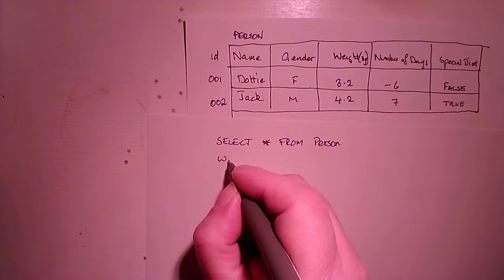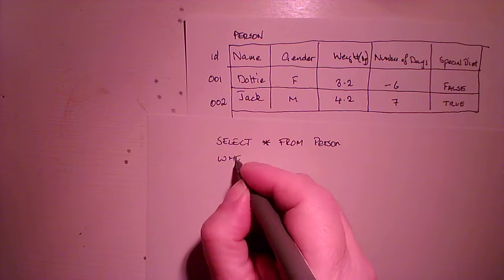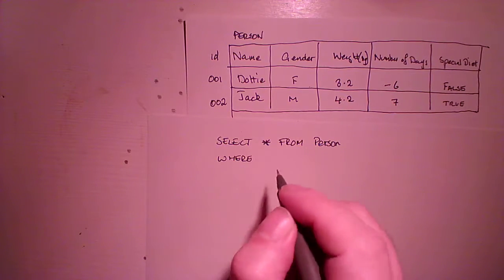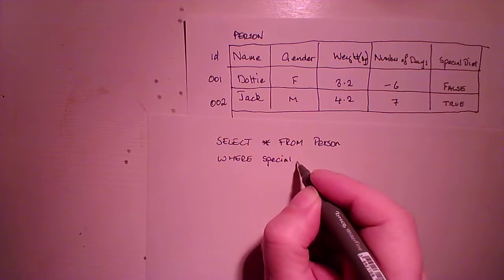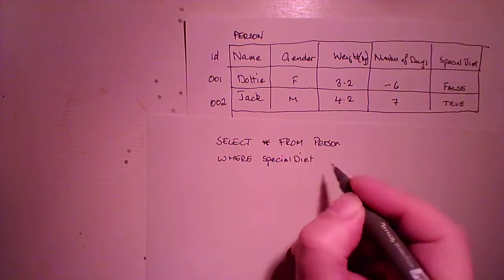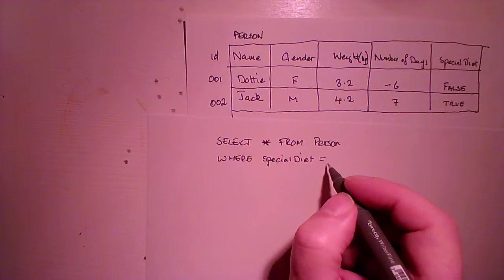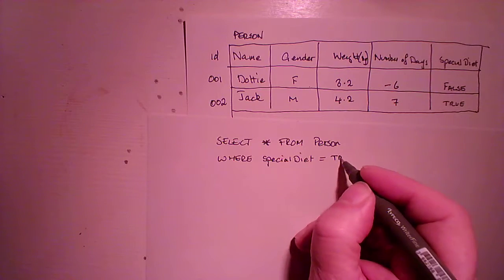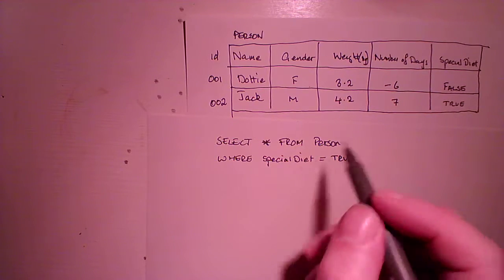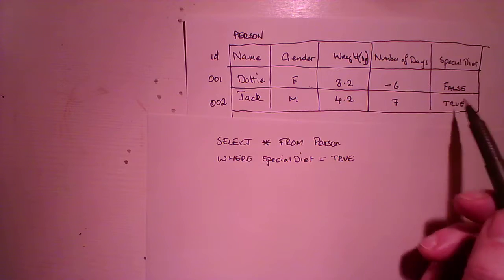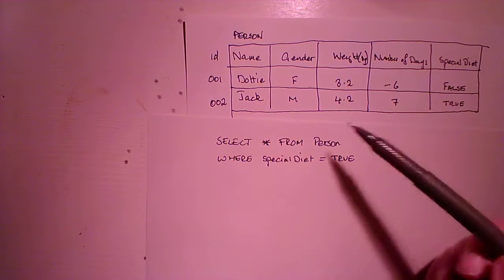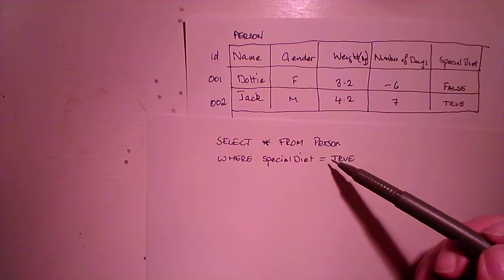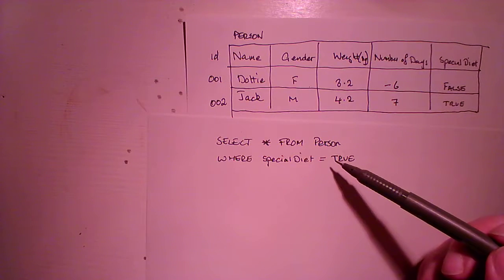and then I can say WHERE, which is the filter, special diet is equal to true, and that would just return again Jack's field. So that is the basis of an SQL statement.